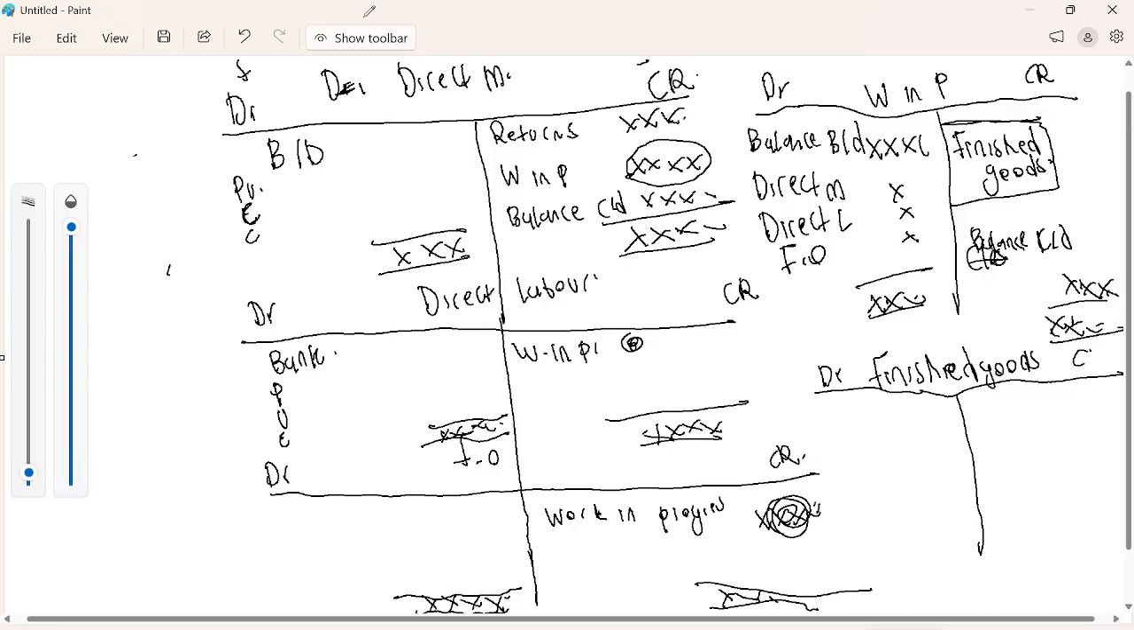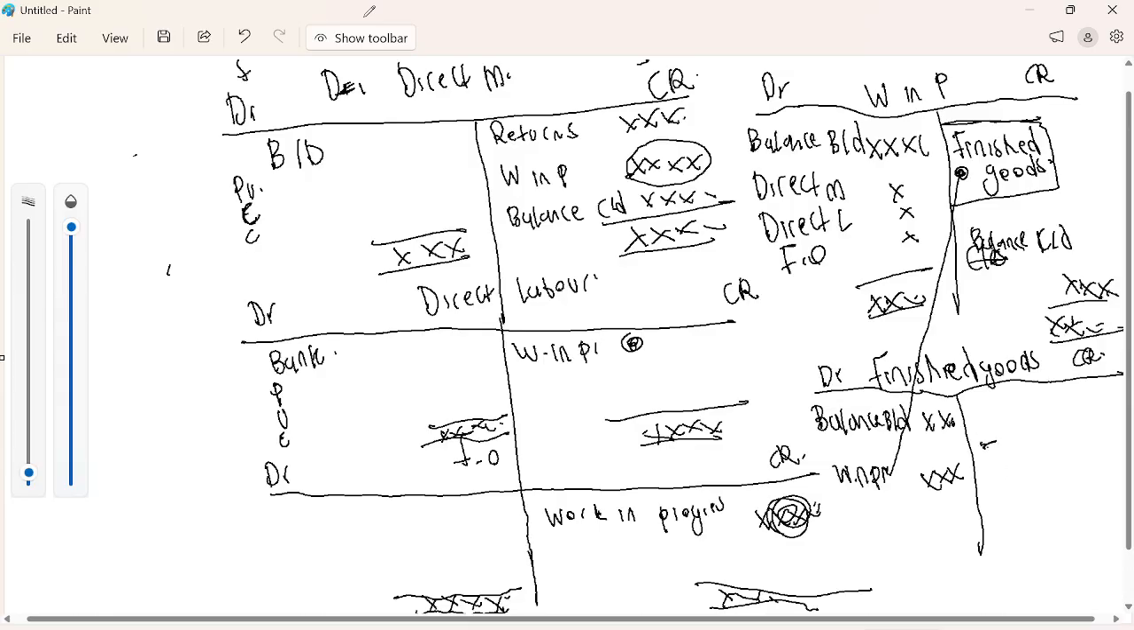Debit, credit, right? Now they'll give you a balance brought down of what? Finished goods. They'll give you the opening and the closing balance. So when I say balance brought down, they'll give you the opening balance. But then here, what are you gonna put? You're gonna put this amount here as work in progress. Then you're gonna totalize it here. Then they'll give you the closing balance of the finished goods.